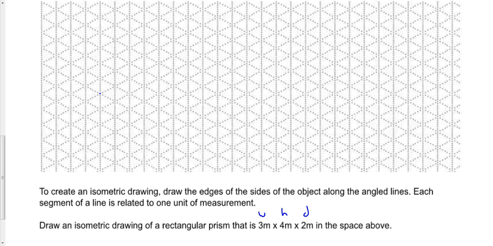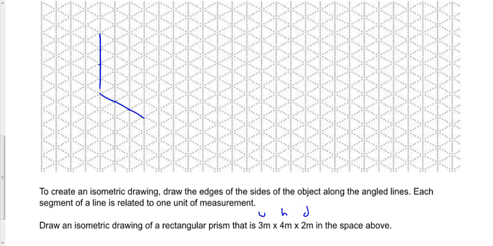Okay. So I need to draw 3 meters wide. So again, you are never going to get a horizontal line, okay, when you're using an isometric drawing. There are no horizontal lines. There are vertical lines, but no horizontal lines. So 3 meters wide would be 1, 2, 3 meters. Okay. Then I want to draw it 4 meters high. Okay. So from my starting point, I'm going to go up by 4 units. So 1, 2, 3, 4.